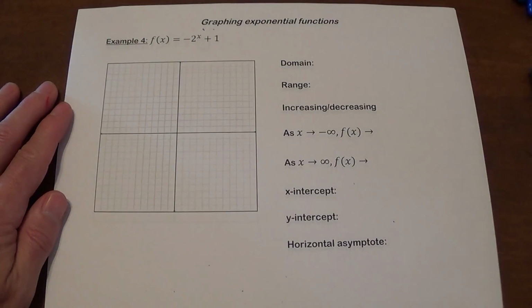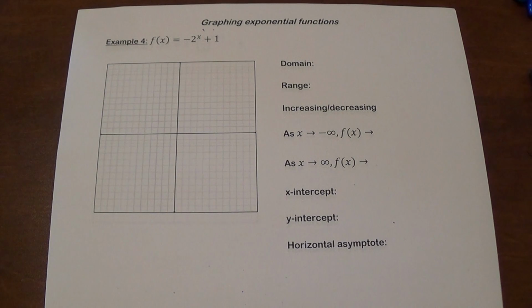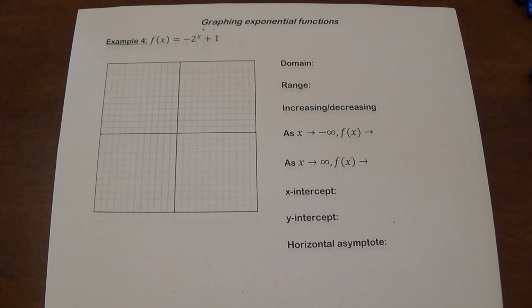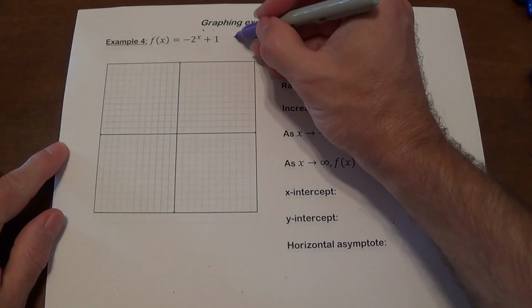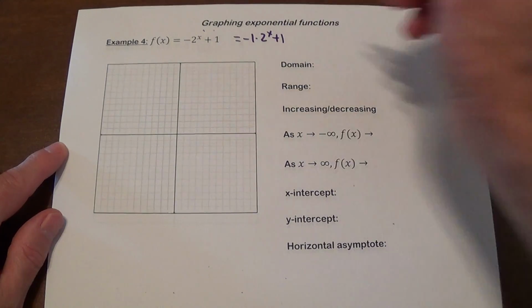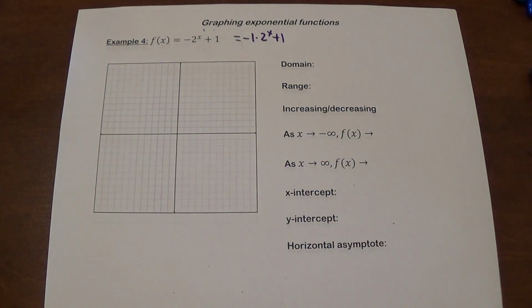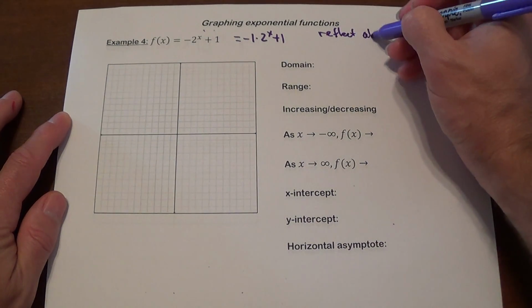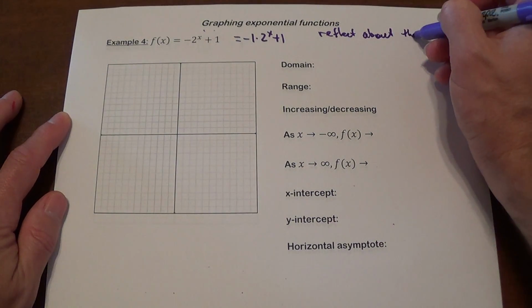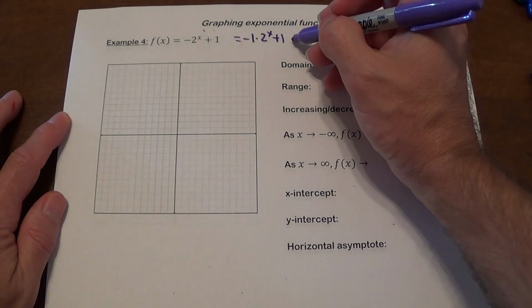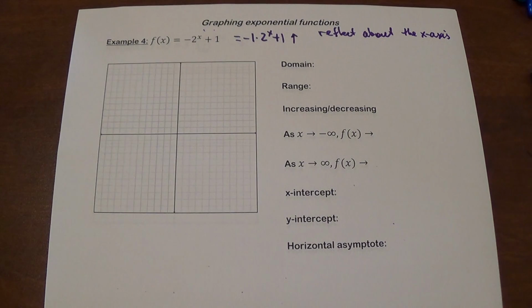Moving on. Okay, you have to be careful with this one. You don't want to make a mistake. First of all, let's make sure we understand. The base here is not negative. This is equivalent of having this written as -1 times 2 to the power x plus 1. So we have a reflection about the x-axis. Okay, and we're also going to be shifting this 1 unit up.